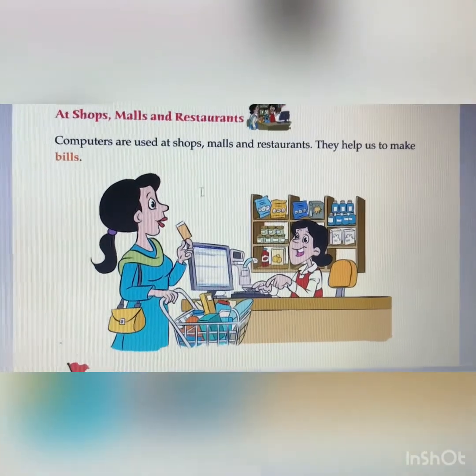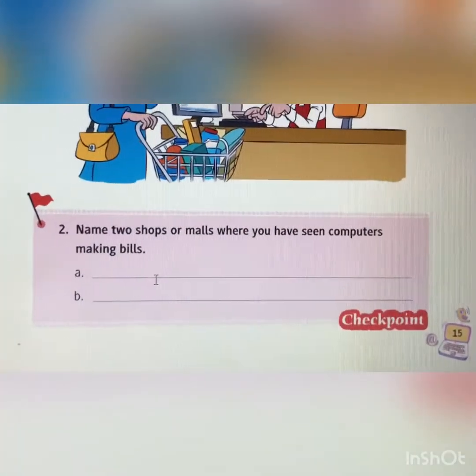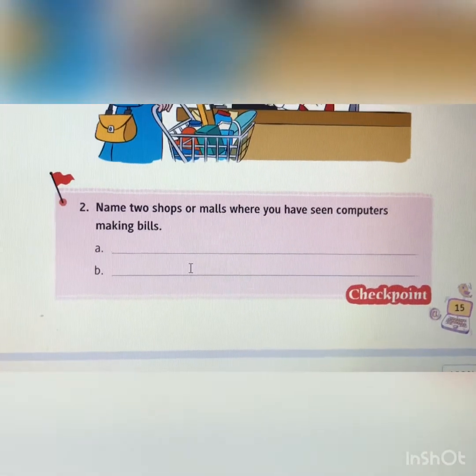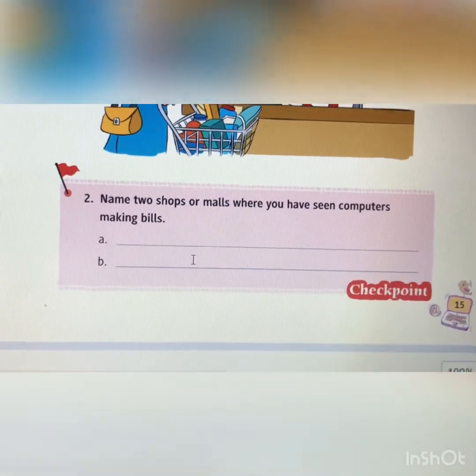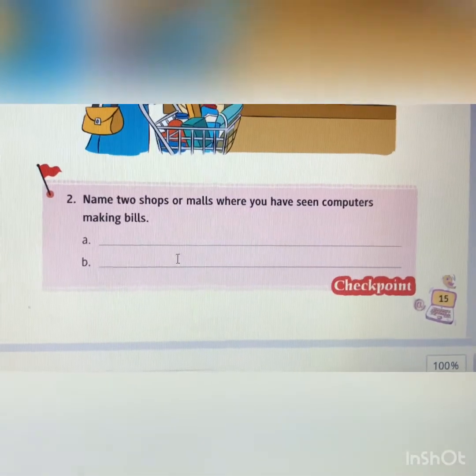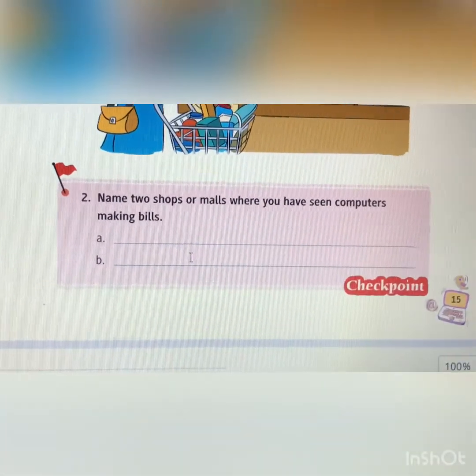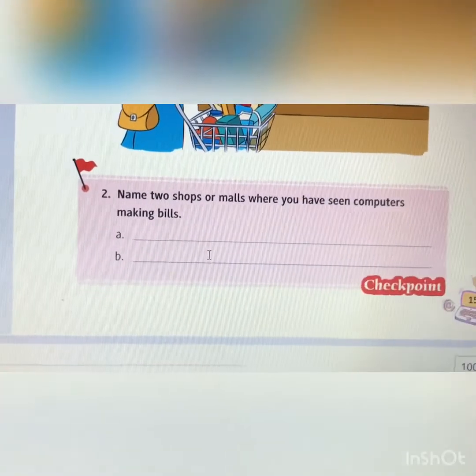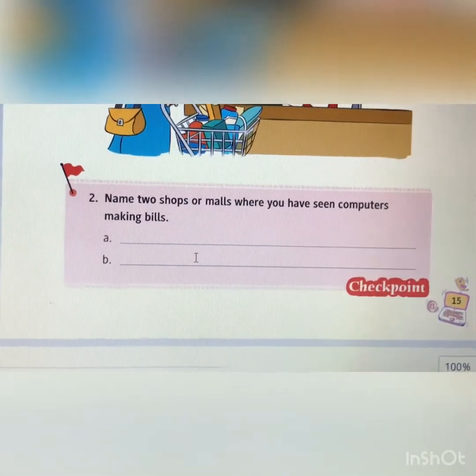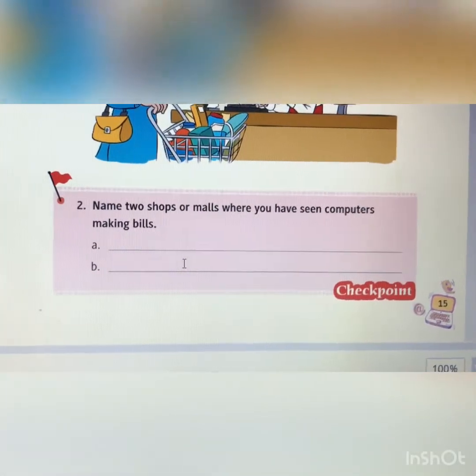So you all have to do Checkpoint 2, page number 15. Again, Checkpoint 2: name two shops or malls where you have seen computers making bills. Here you have to write two shop or mall names where you have seen computers making bills.